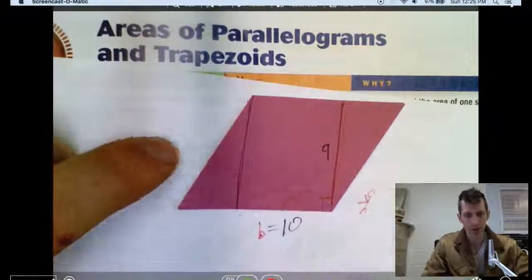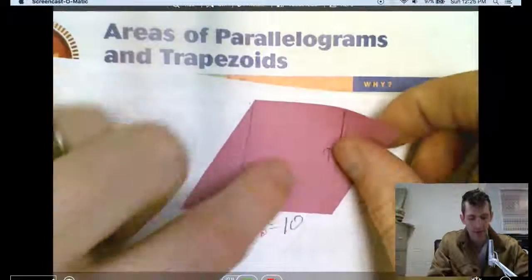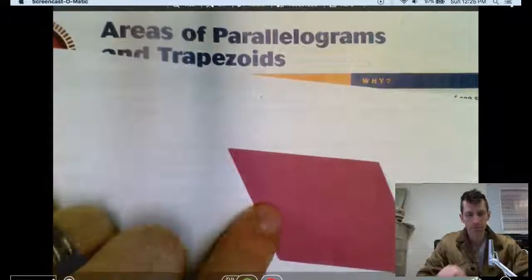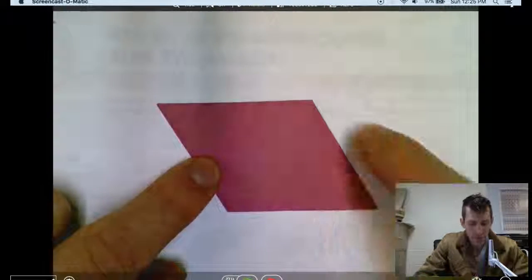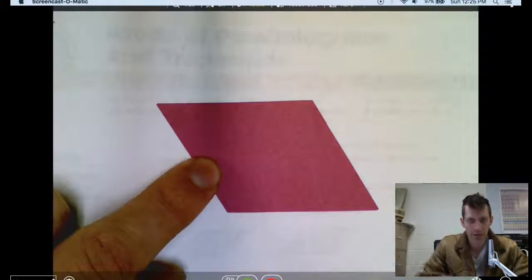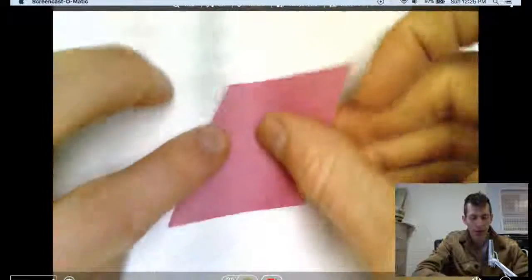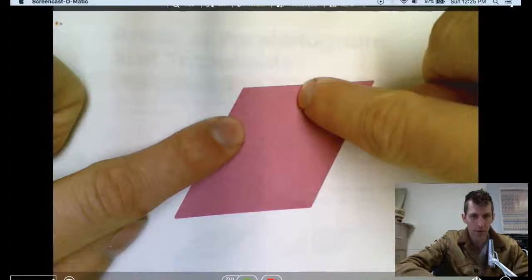Before I cut it though, let me just explain one more thing. So 10 times 9 is 90. 90 is the area of this, 90 square centimeters, we'll say. But check out my parallelogram here. Is this one the base or is this one the base? Well, it just depends on how you have it oriented. Right now, this one's the base, and the height is going to be perpendicular up to the top.